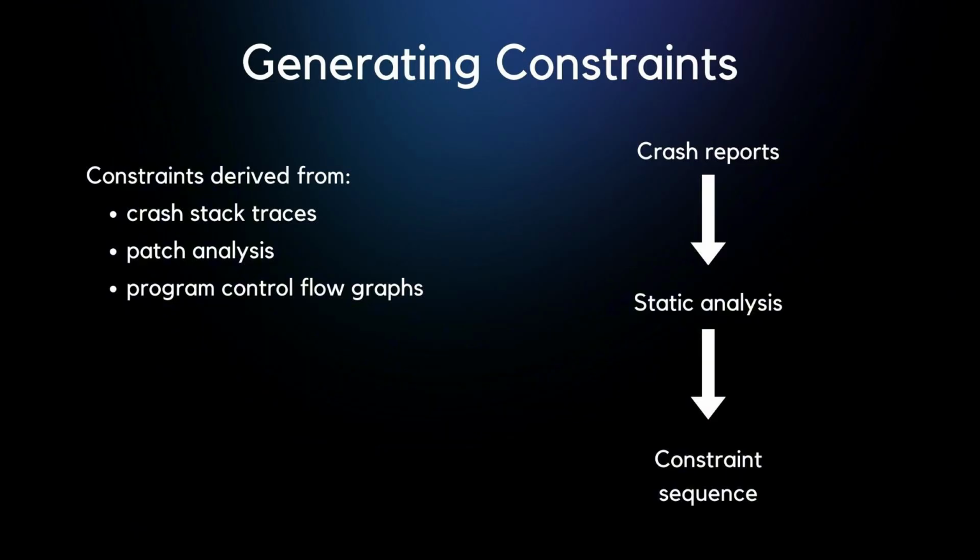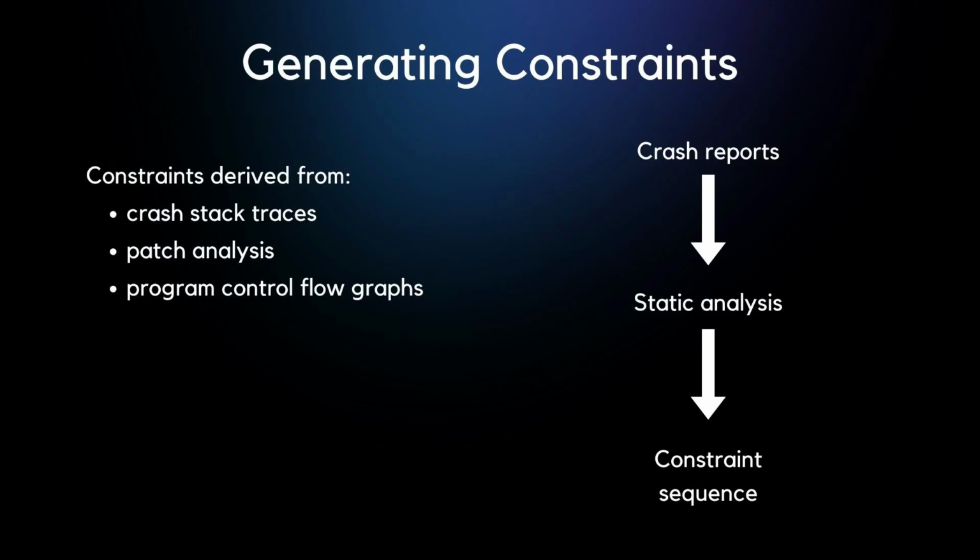One important source of information is crash reports. These crash reports often include stack traces that identify where the program failed. These stack traces help identify the target location in the program.